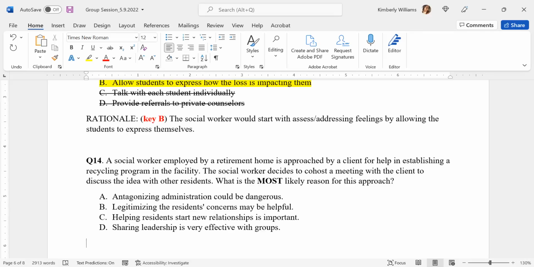A social worker employed by a retirement home is approached by a client for help in establishing a recycling program in the facility. The social worker decides to co-host a meeting with the client to discuss the idea with other residents. What is the most likely reason for this approach?